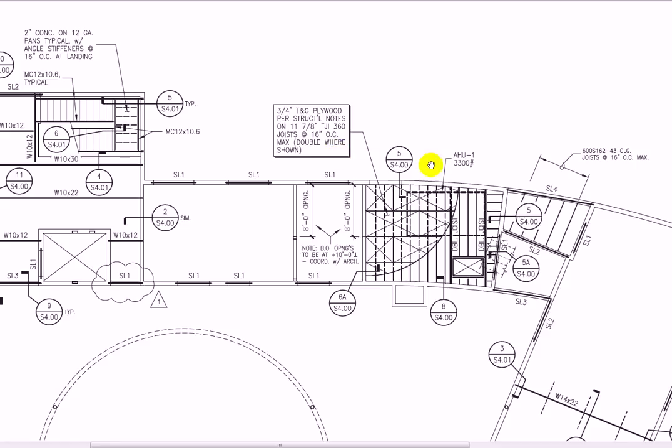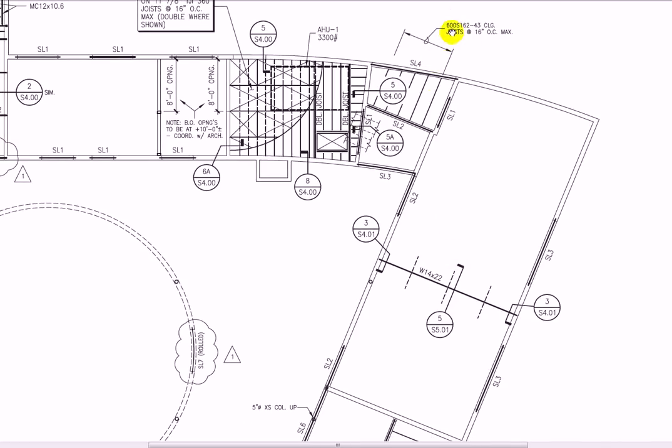So now we have wood construction over here. So you can see, again, it's kind of cut away, but I see AHU1, 3,300 pounds. So this looks like it's supporting an air handling unit. Double joist. Just a little wood mezzanine.